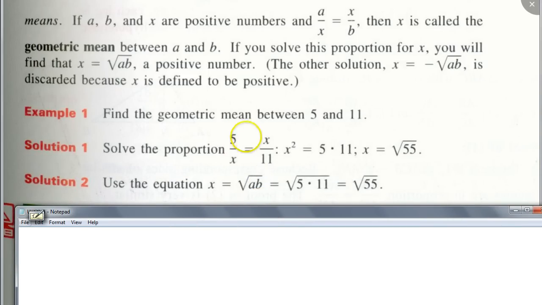You could set up the proportion 5 over x equals x over 11. Then you cross multiply, or multiply both sides by the LCD, or the property of proportions tells you that x squared is equal to 5 times 11. Square root both sides. And how come we don't have negative square root of 55? Because x is positive. We're talking about positive numbers for geometry, as in the definition when we said a, b, x are positive. Or you could use the equation x equals the square root of ab. That's easier, but I'd like you to know how to do this using the proportion, because that's going to be helpful as we talk about similarities in right triangles.